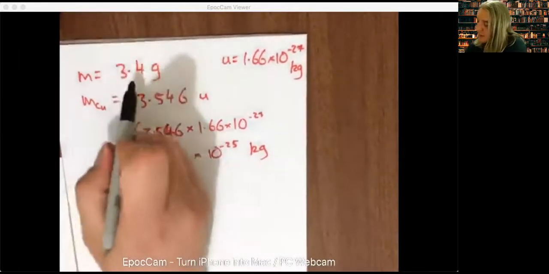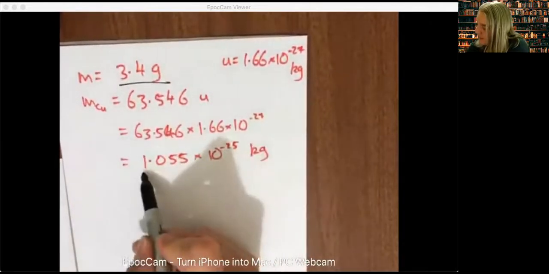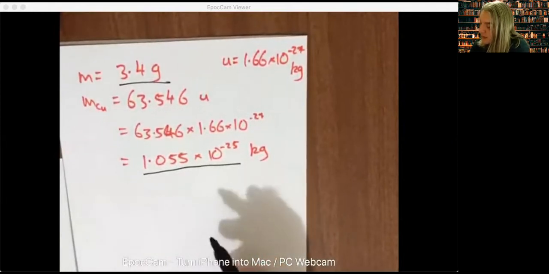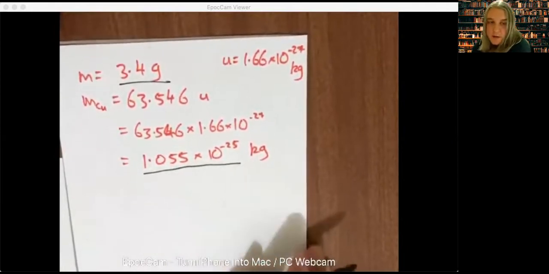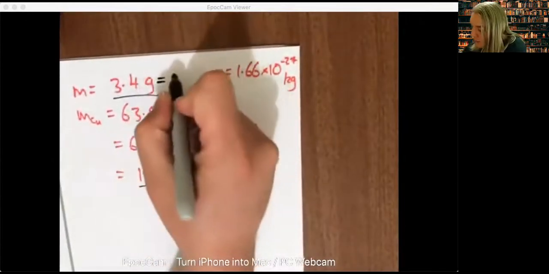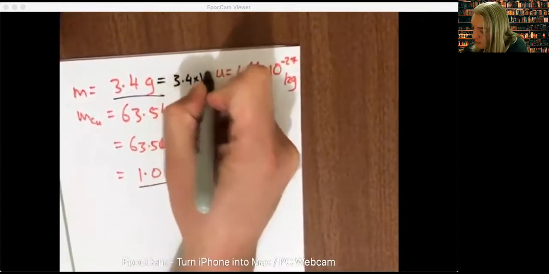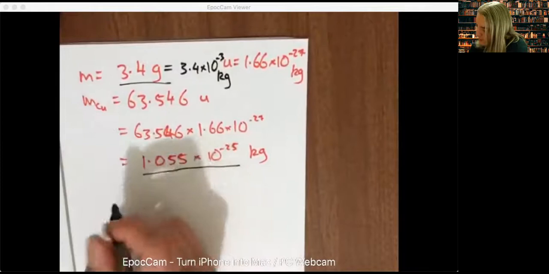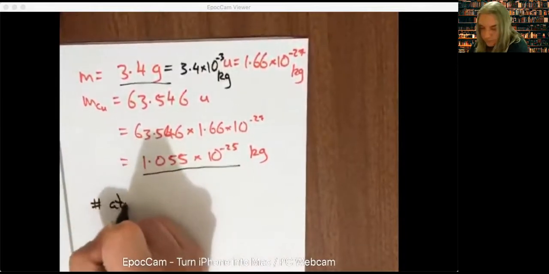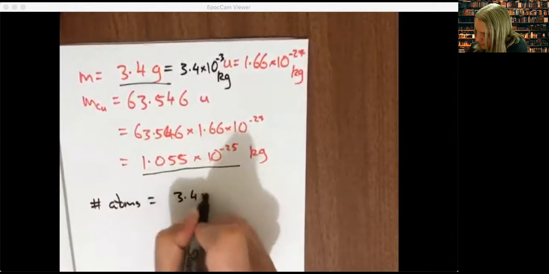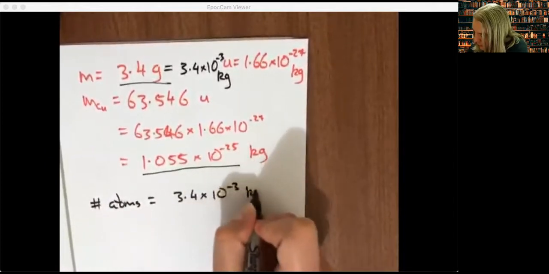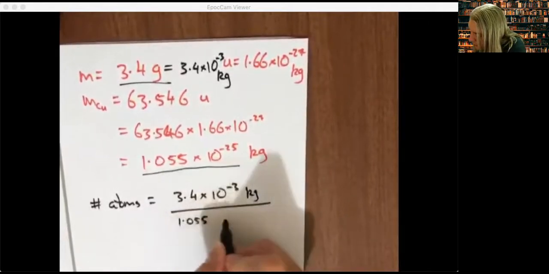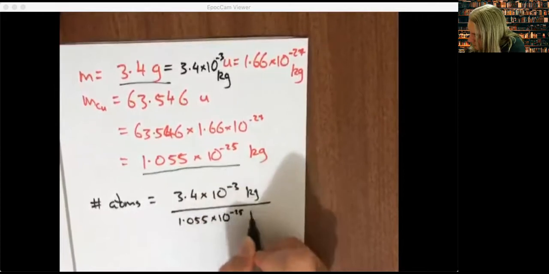So if we've got a total mass of 3.4 grams, and each atom weighs this many kilograms, how do we figure out how many atoms there are? Well, we just divide it. Now you have to remember that this is in grams, so we need to convert. So 3.4 times 10 to the negative 3 kilograms. So the number of atoms is equal to 3.4 times 10 to the negative 3 kilograms, that's the total mass, divided by the mass per atom, 10 to the negative 25 kilograms.